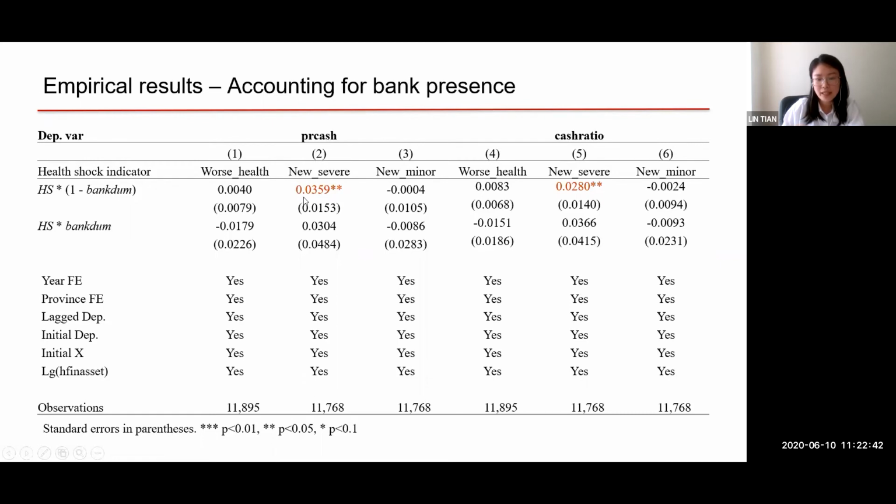So it seems that for both the probability and the cash ratio model, only the marginal effect of the new severe conditions are significant and positive, and this is only for people who live in a village without bank. So that means if you experience the health shock and you live in a village without bank, then you're more likely to hold only cash and you tend to have a higher cash ratio. However, if you live in a village with bank, then there seems to be no effect of the health shock on your cash holding. Okay, so this supports our second hypothesis.